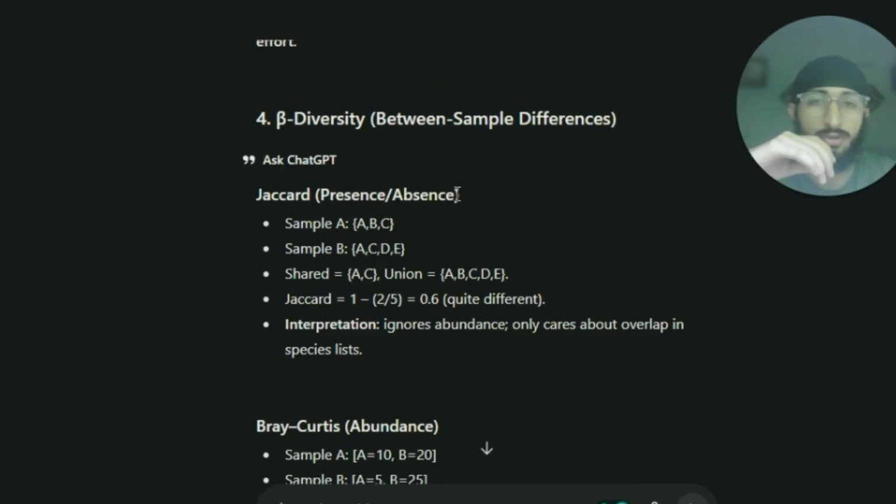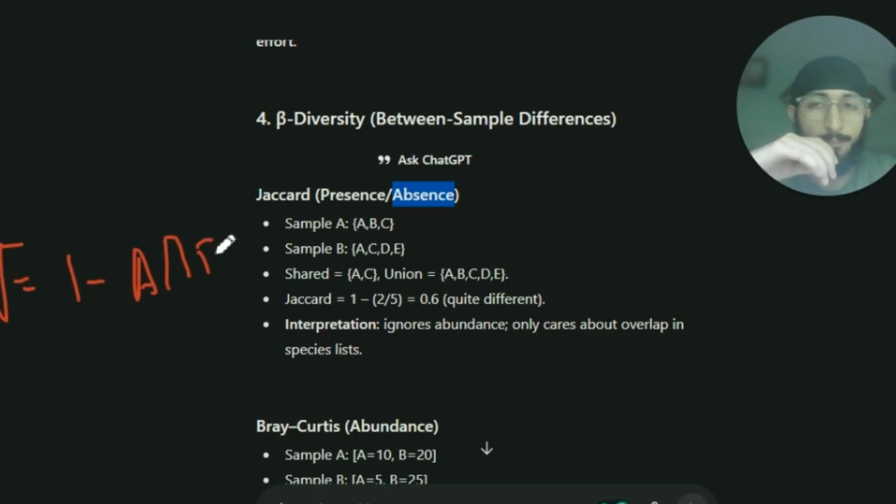So we have Jaccard, that is presence or absence. So the Jaccard formula, let me show you again. That is J equals 1 minus the intersection of A and B, the number of elements present in both sets of species, over A union B, right? So this is the formula.